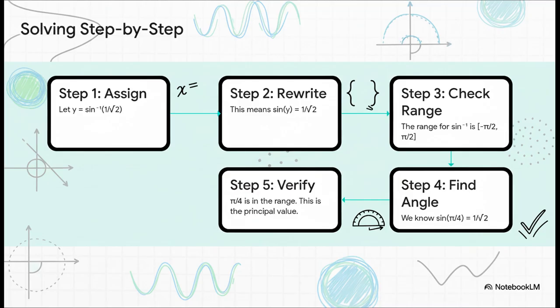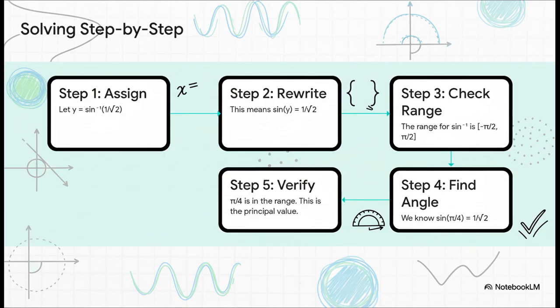Step 2. This just means that sine of y is equal to 1 by root 2. Now, we ask ourselves the simple question, sine of what angle gives us 1 by root 2? We all know that, right? It's sine of pi by 4. But wait, stop. Here is the most important step of all.